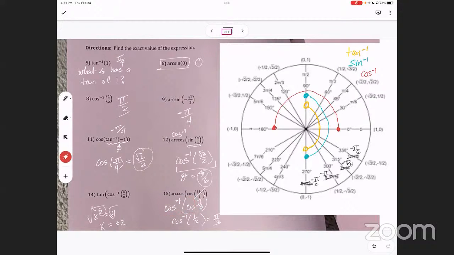Now, the reason you can't just do that every time, because there's 2 cosines, is that you have to have your answer in the right region. It has to be between 0 and pi. So if I was asking what's the cosine of the cosine inverse of, like this one right here, 13 pi over 3.